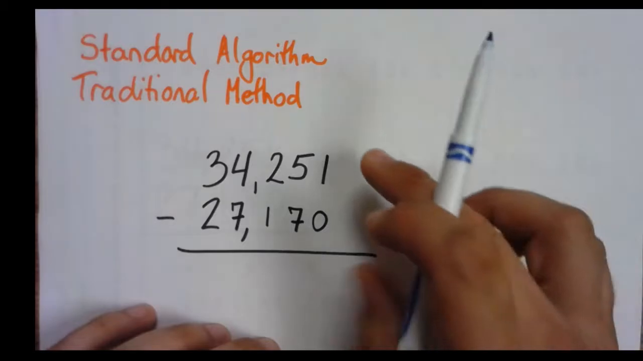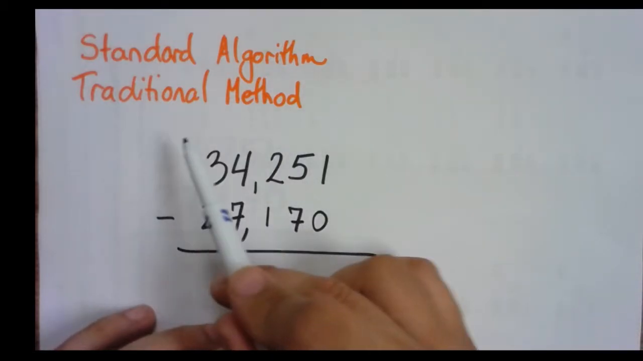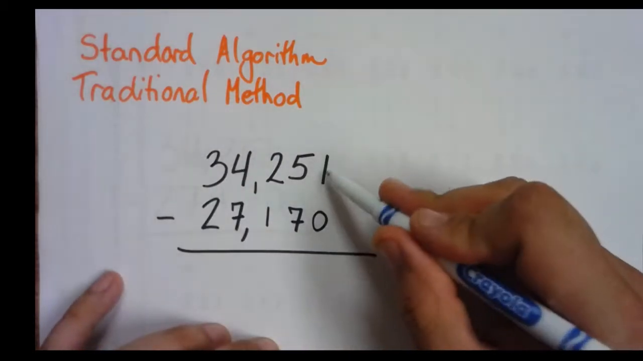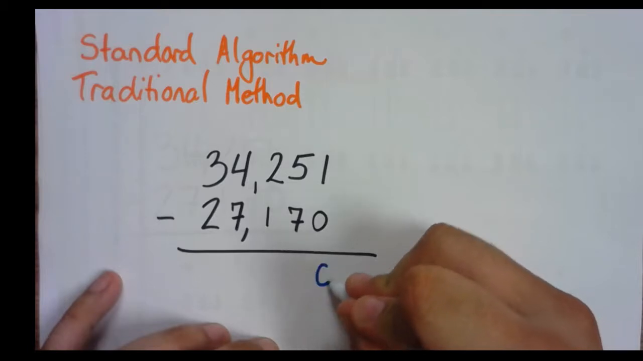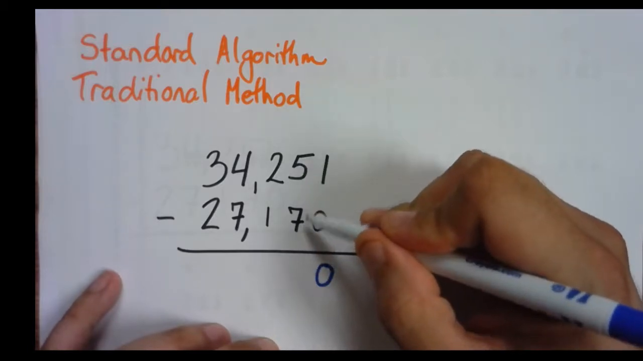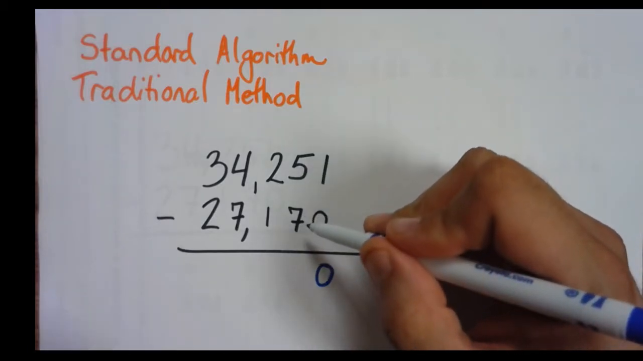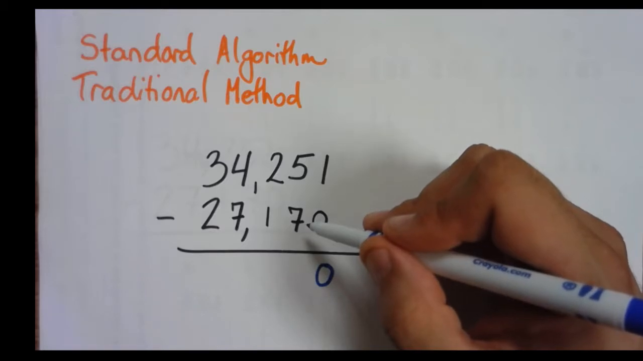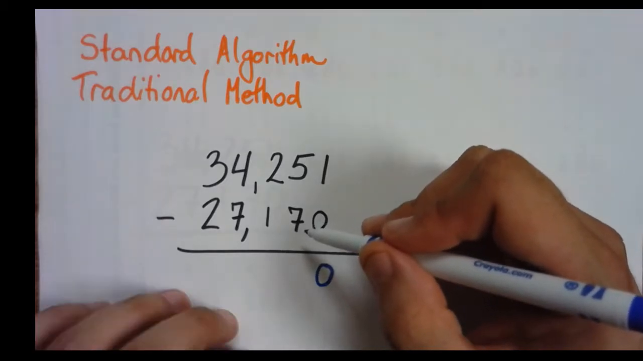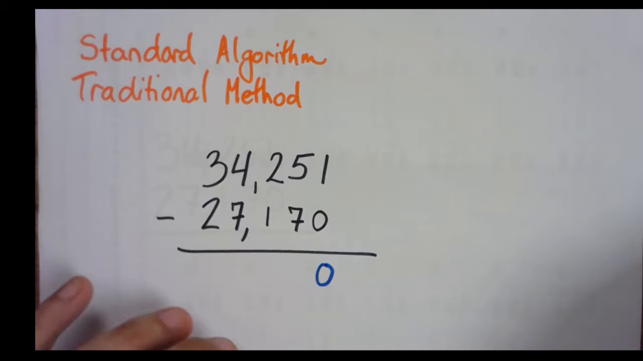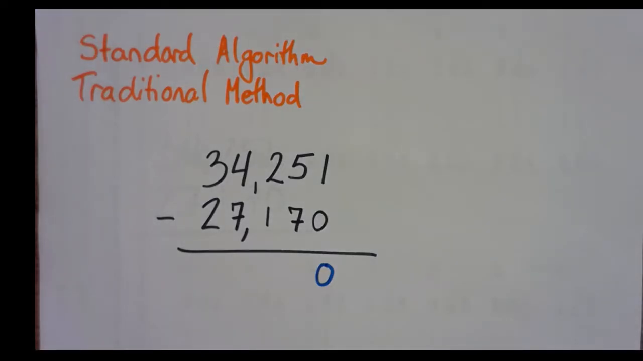So to start off, again, I'm always going from right to left, just like we did growing up here. 1 minus 0 equals 1. 5 minus 7, wait, I can't do 5 minus 7. By the way, a common mistake that students make if they're having a hard time with subtraction is to invert numbers when they can't subtract.